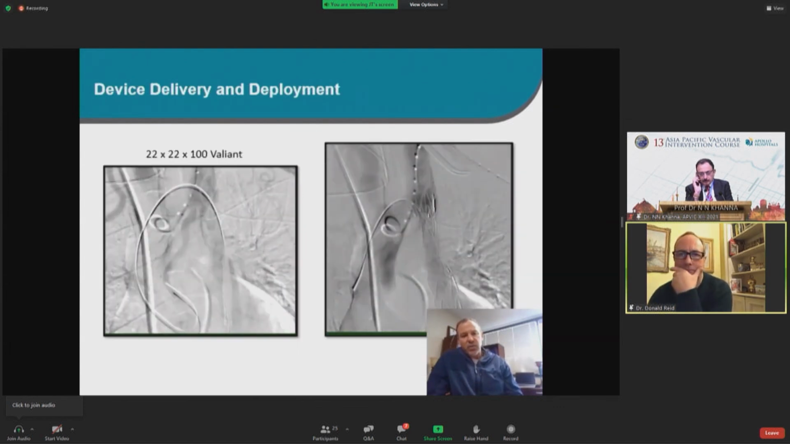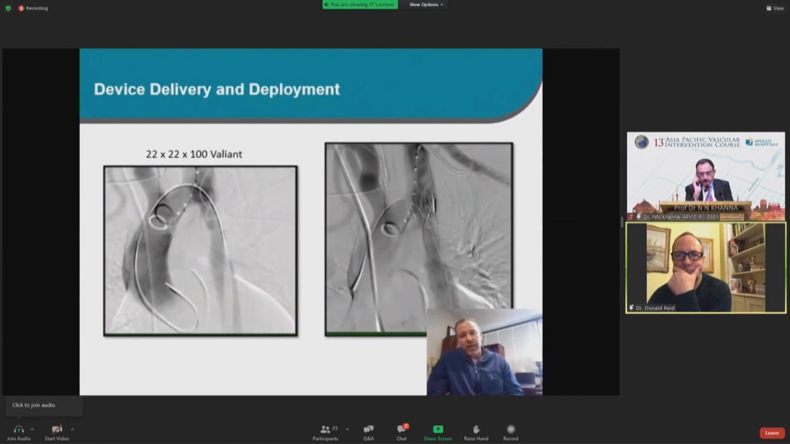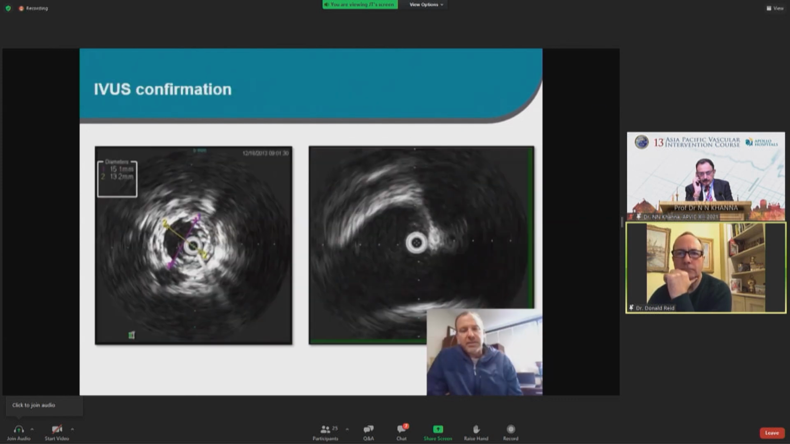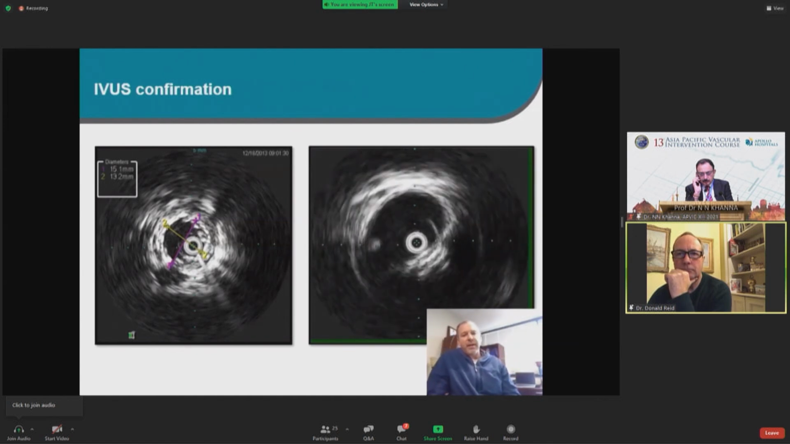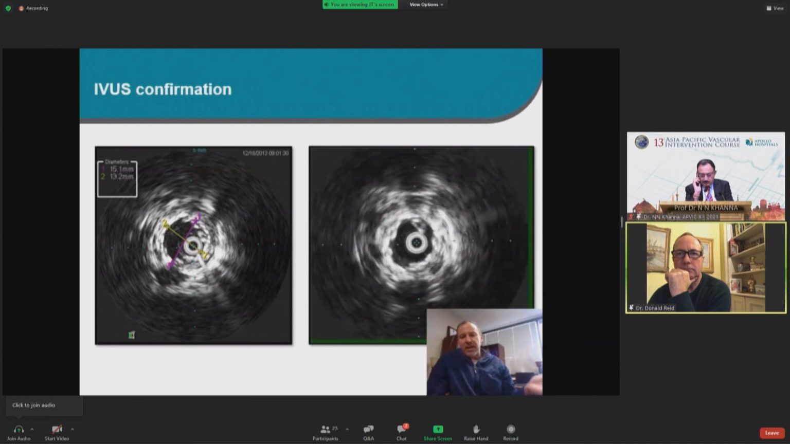Again, here you can see what we've got. Very nice result. Nice opening. Again, that was 3 millimeters, and we've got that with a 22 millimeter device in place. Here's the IVUS follow-up of that. You can see here's the device coming through, and you can see how that gets narrowed.